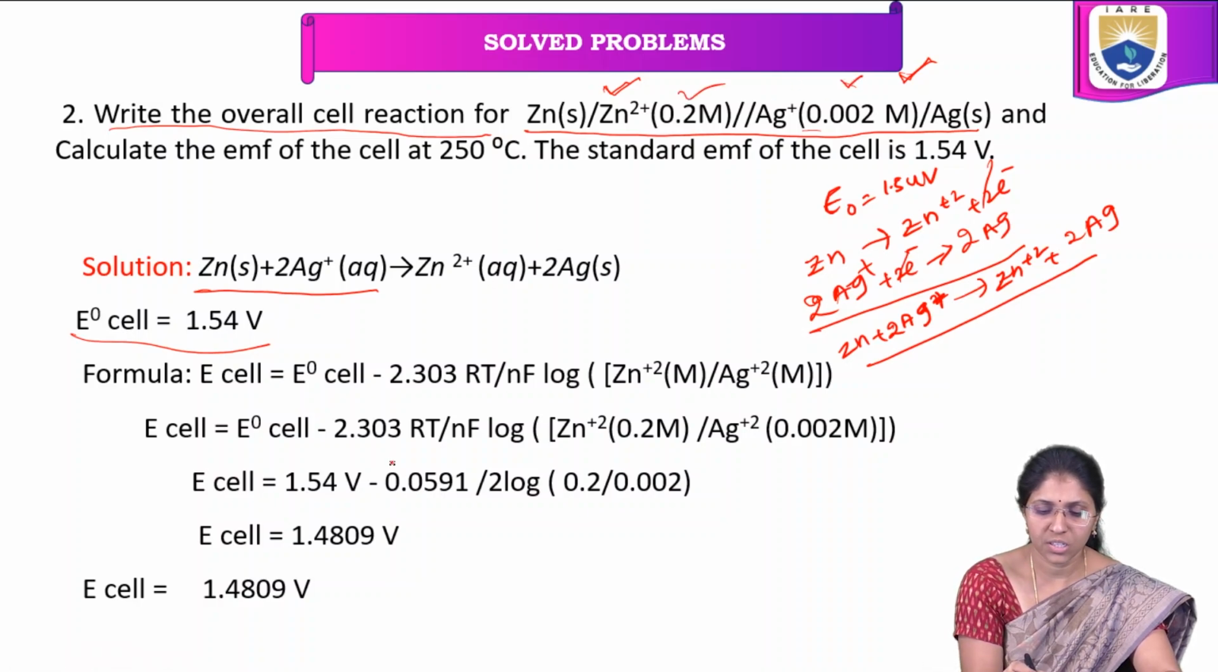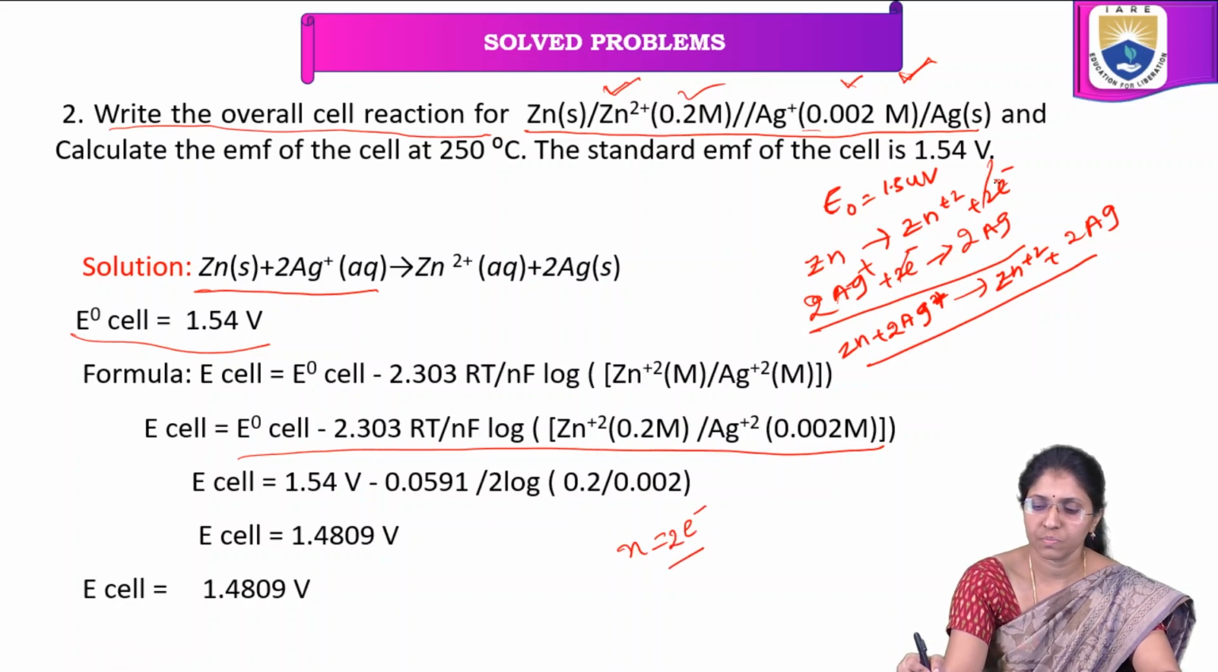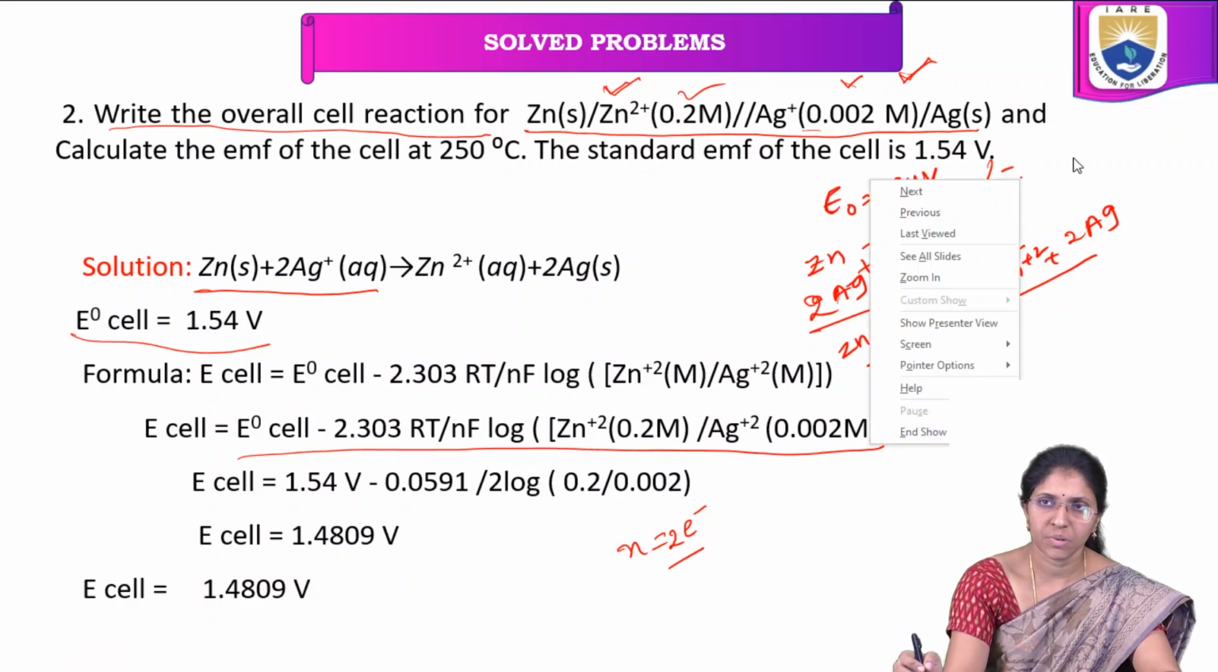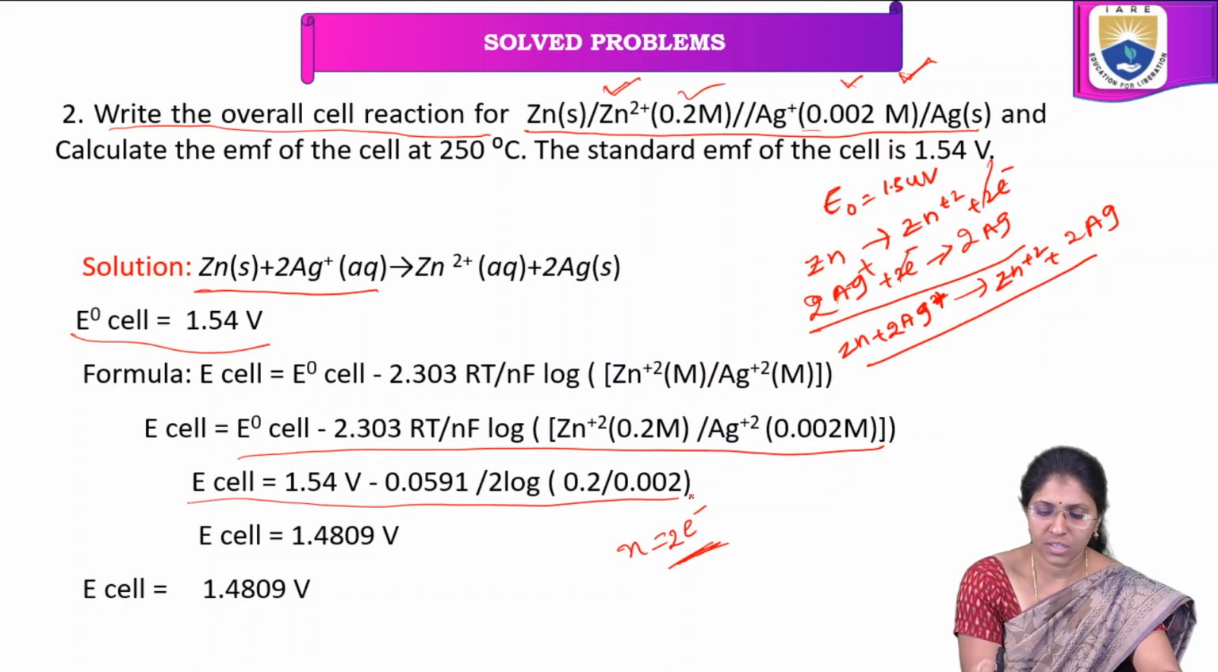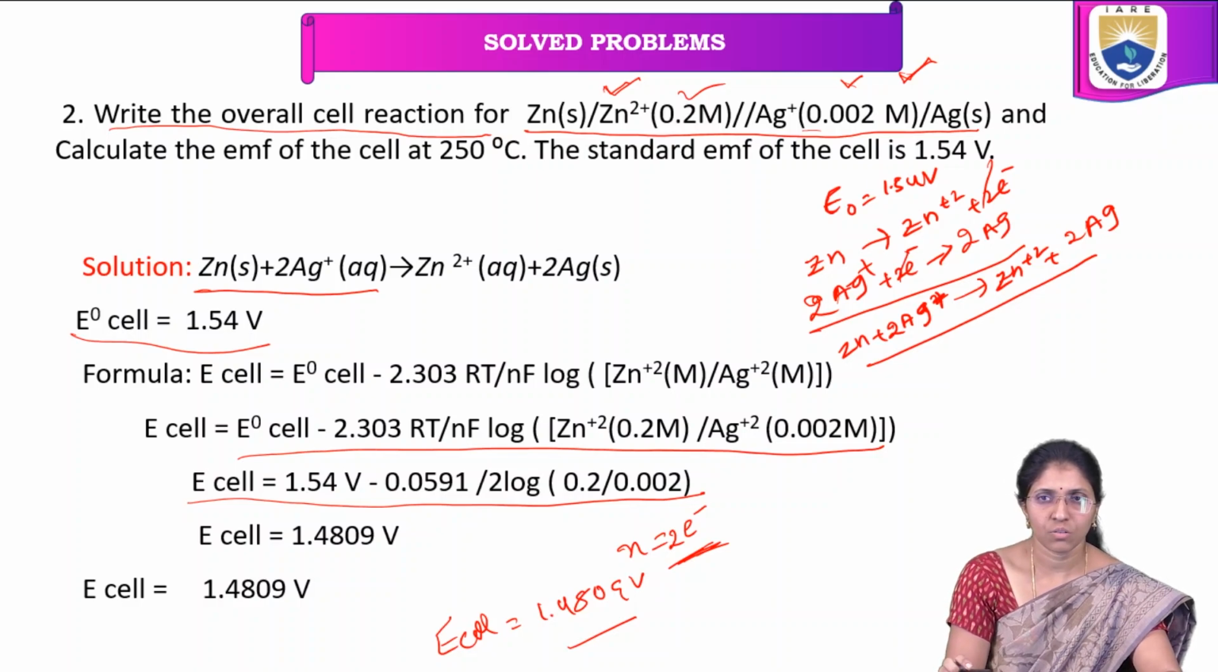They have given the standard EMF, which is 1.54, and they have given the concentrations. So by substituting all these values in the equation, and the number of electrons involved in this reaction is 2. Zinc converted to Zn2+ means 2 electrons are liberated, and at the same time 2 Ag+ is converted into 2 Ag, taking 2 electrons. Substituting these values, we get E cell as 1.04809 volts.